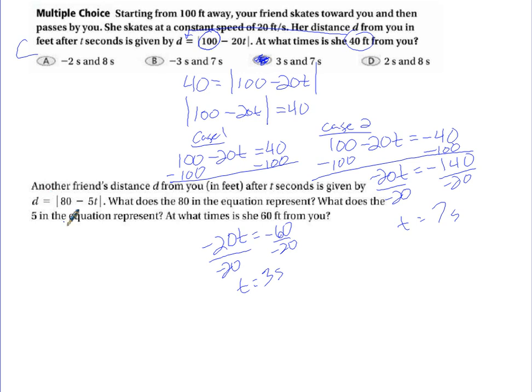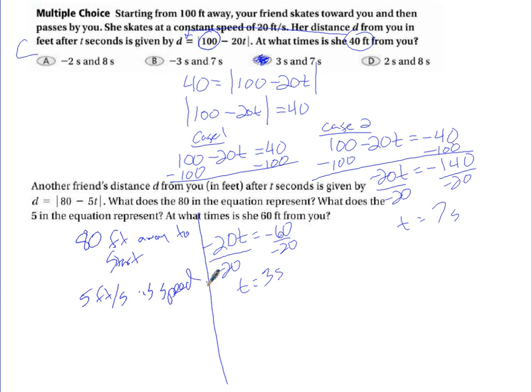Now what does the 5 in the equation represent then? So this one up here was 20 feet per second. So that means we're what? What does 5 feet per second mean? So we're going 5 feet per second. So we start at 80 feet away to start, and then we are going 5 feet per second is our speed. Okay? It's not a coincidence that those numbers show up like that. And that is usually what happens in algebra. You start to see those numbers pop up.